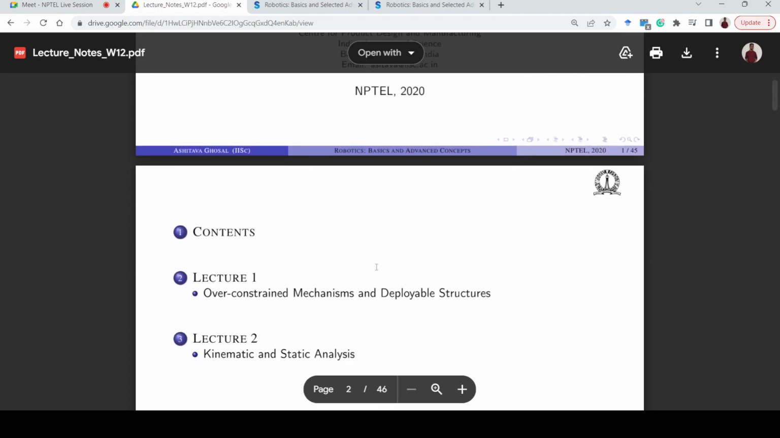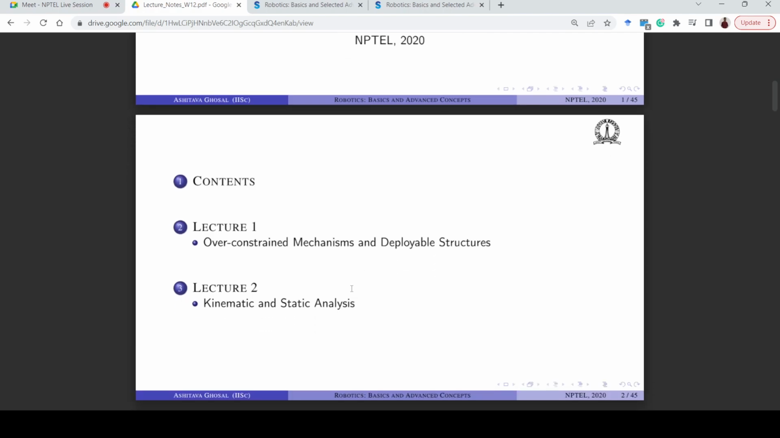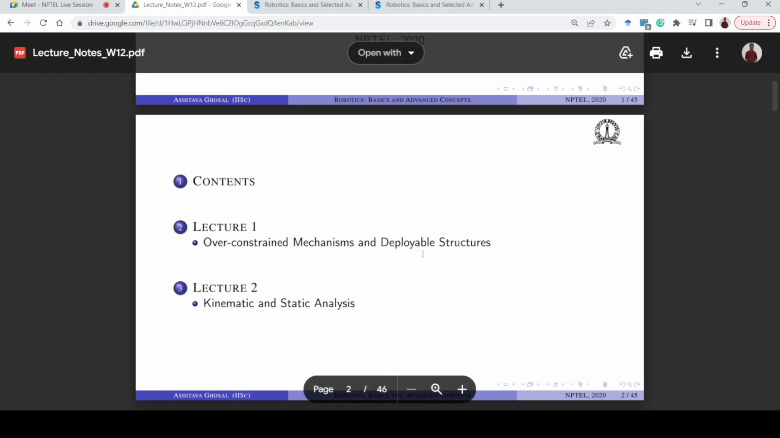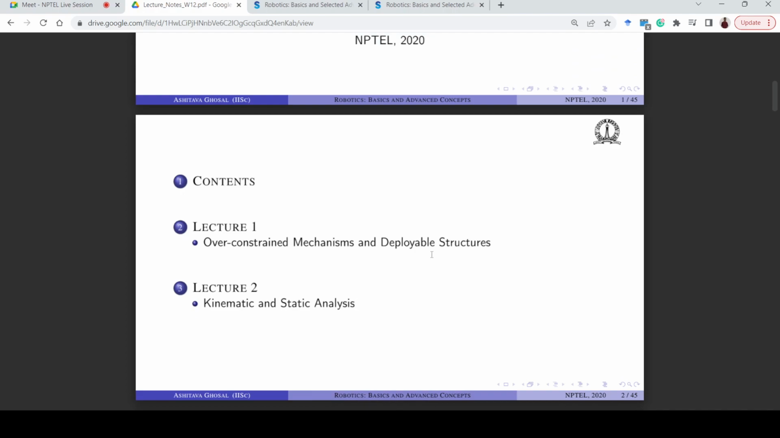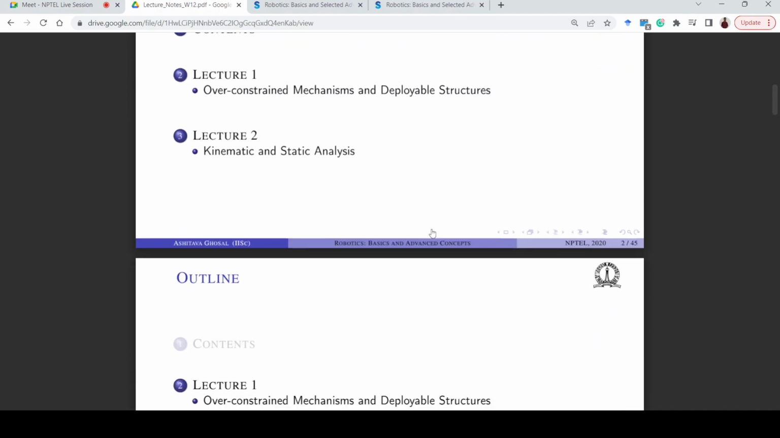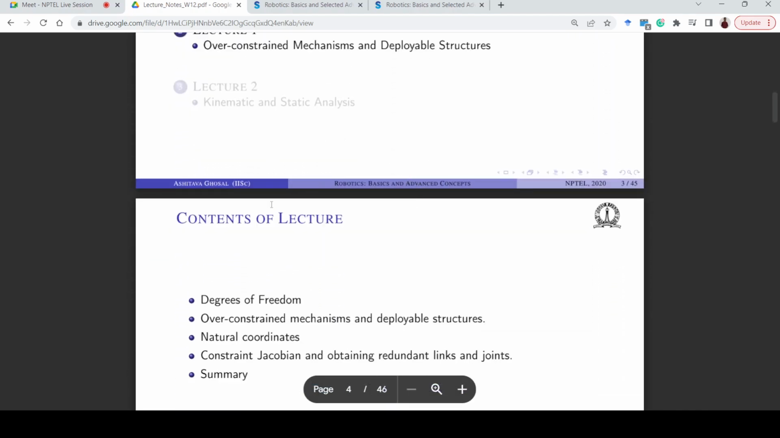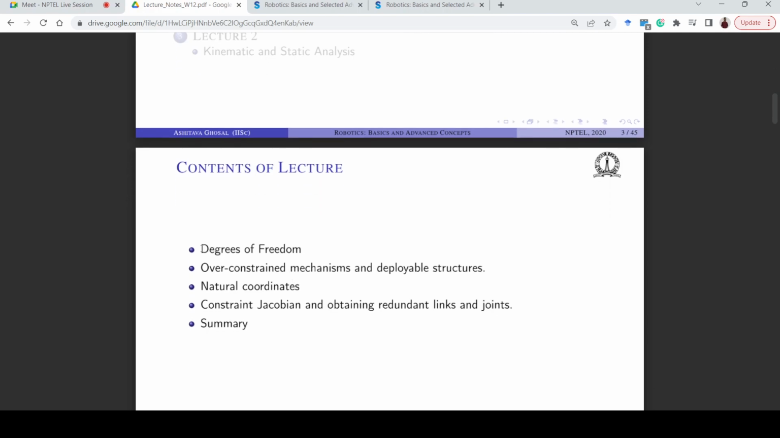So this week's lectures were about over-constraint mechanisms and doing kinematic and static analysis of those kinds of mechanisms. And again, there was a discussion about making deployable structures from these kinds of over-constraint mechanisms. The first lecture, over-constraint mechanisms, goes over some of the basic concepts that were defined earlier but have to be changed for over-constraint mechanisms, like degree of freedom.